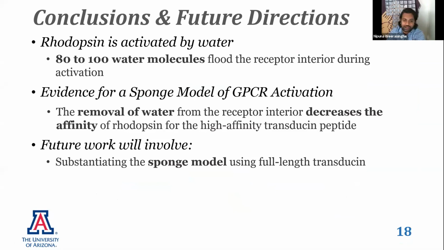We also figured out that a decrease in the hydration level will result in a decrease in the affinity of rhodopsin to G protein. So we want to expand these experiments to other GPCRs, and we also want to test this model with the full-length transducin.